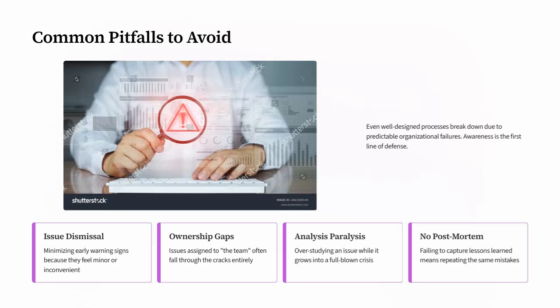Even well-designed processes can fail when predictable organizational habits get in the way. The first warning sign is often the one we dismiss, especially when it seems minor or inconvenient. Clear ownership matters too. When an issue belongs to the team, it can end up belonging to no one. Another risk is analysis paralysis, where continued study allows a manageable problem to become a crisis. Finally, without a post-mortem, valuable lessons disappear, and the organization remains vulnerable to repeating the same mistakes. Awareness turns these pitfalls into opportunities for prevention.